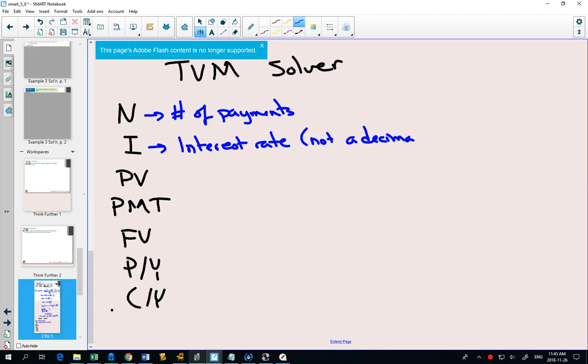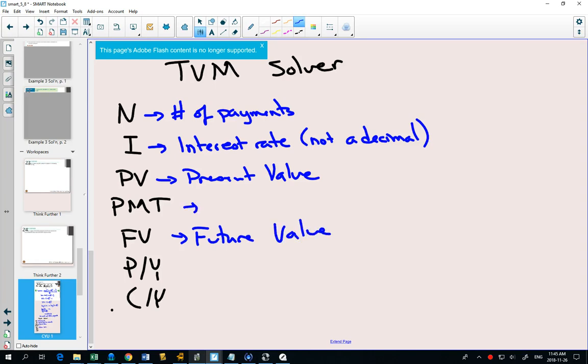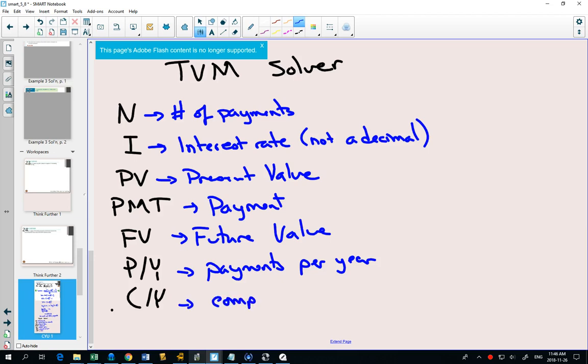Interest rate, not a decimal. If it's 7%, you just put in 7. PV stands for the present value. Any guesses what FV stands for? The future value. Payment stands for payment. P/Y is your payments per year. And C/Y is your compounding periods per year.